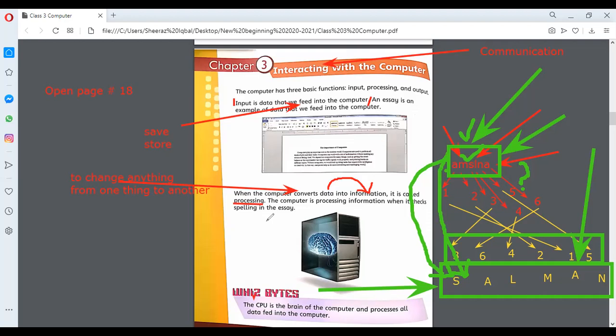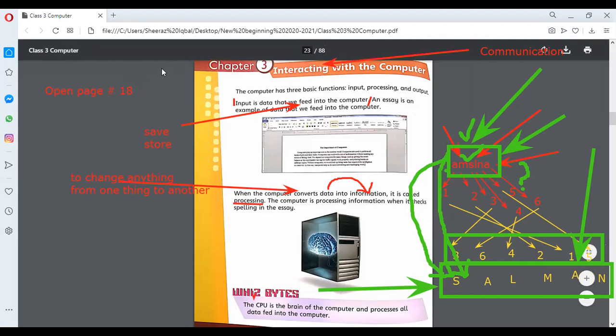So does everybody understand this thing? Everybody understand this example? I made this example just for you. Yes, sir. Okay. Zia, do you understand this thing? Yes, sir.